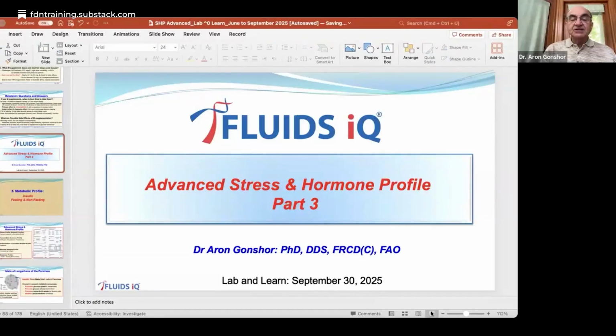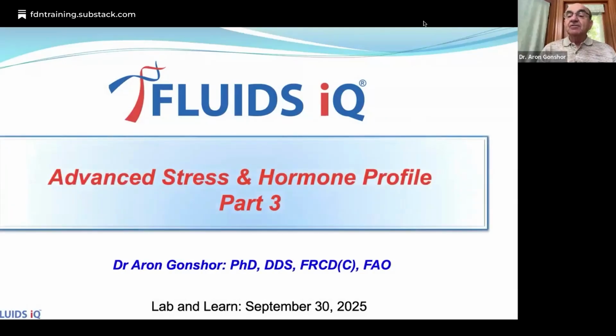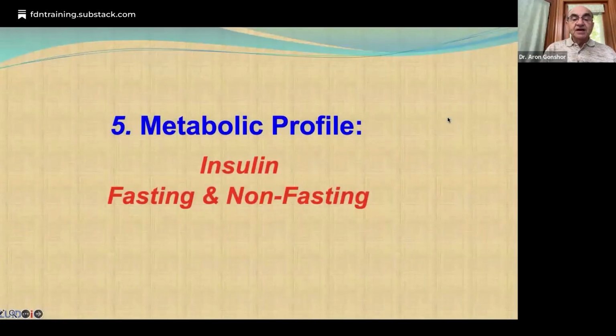And as Reed said, we are looking here at what we call part 3 of our advanced stress and hormone profile. And today we're going to be looking at the metabolic profile, which is the 5th part of all of this, looking at insulin, both fasting and non-fasting.